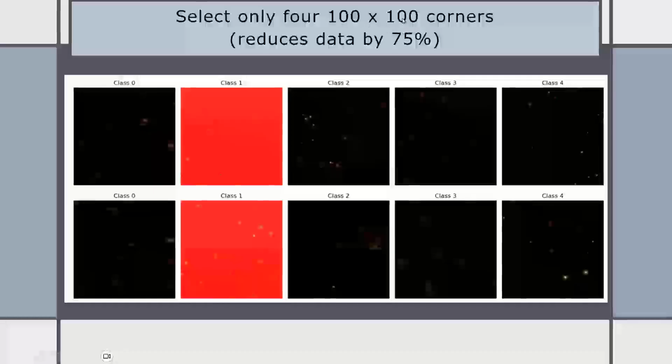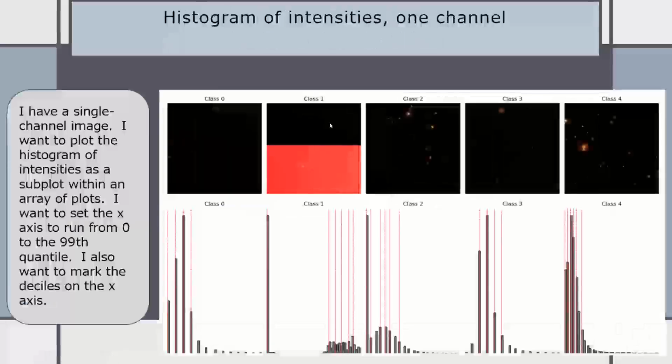Now, 100 by 100 might be too little, so you might start with 200 by 200. But that's going to reduce your data. It's going to reduce your computation time. And so the question is, does it reduce your accuracy also? So that's what you would have to estimate. Okay. So that's another idea for reducing your input data.